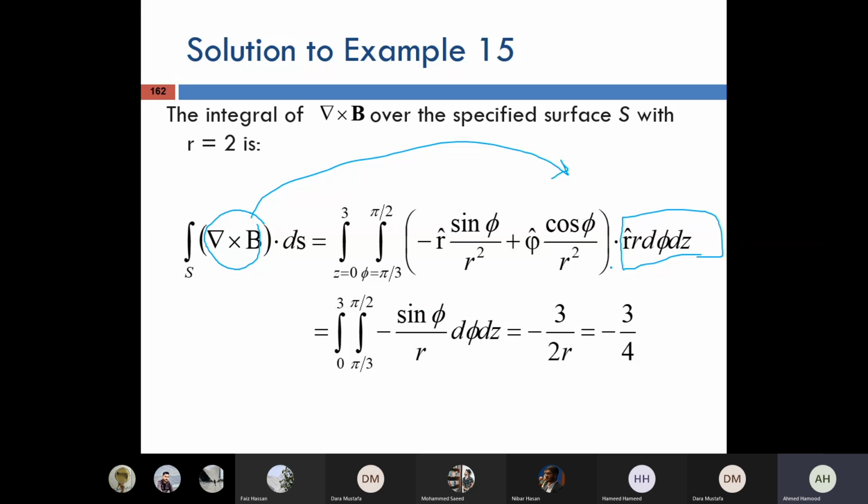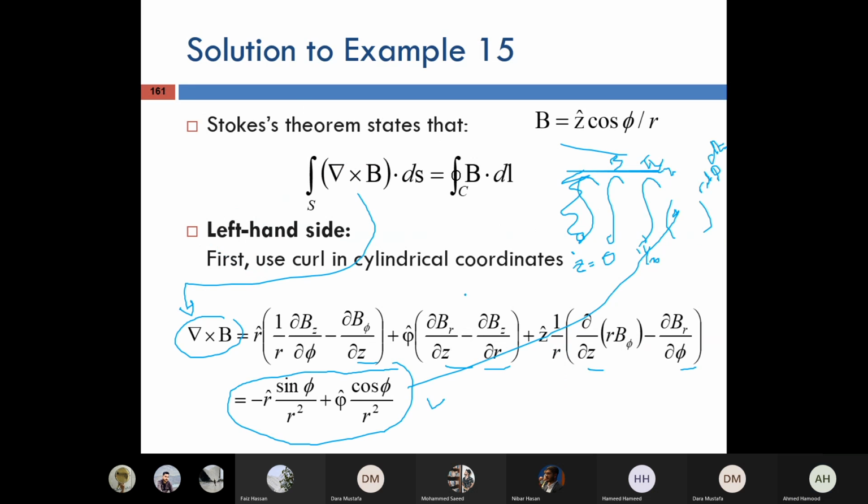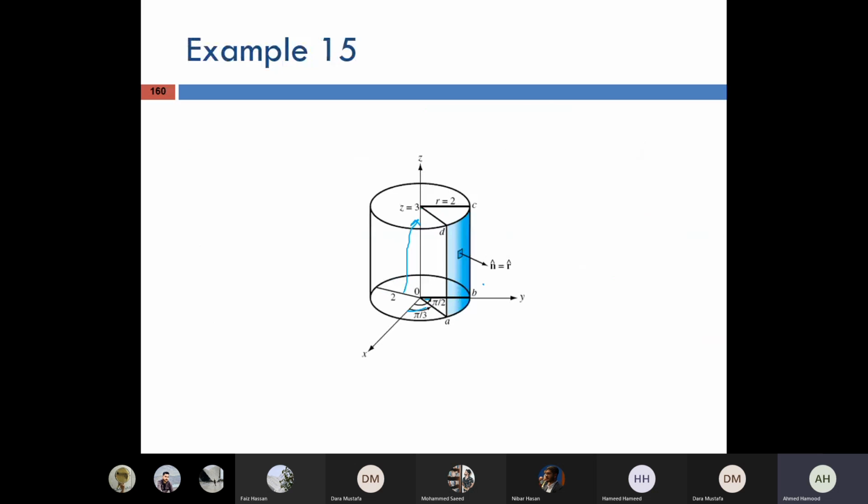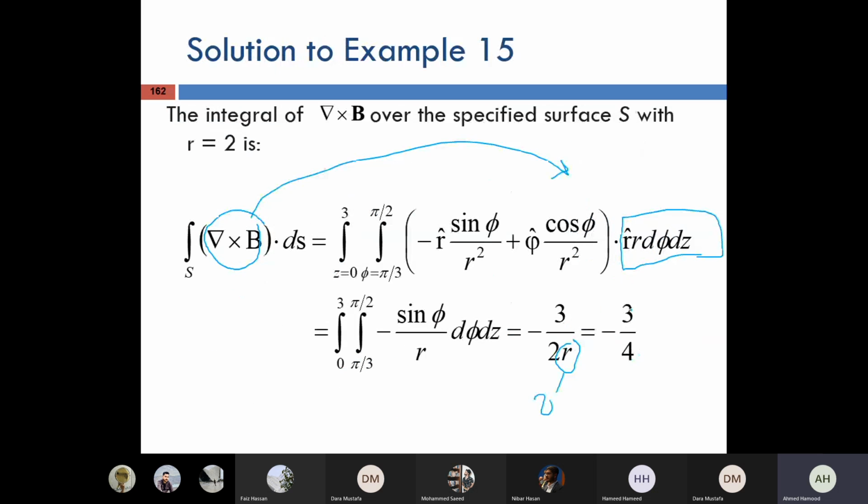So if you do these two integrations, at the end, integration 0 to 3, r cosine phi, then you will get sine phi divided by r. Since you have r squared cosine phi here, you will get 3 divided by 2r. R here is 2 from the question. So 2 multiplied by 2, so we will have 3 divided by 4. So that's the left side.